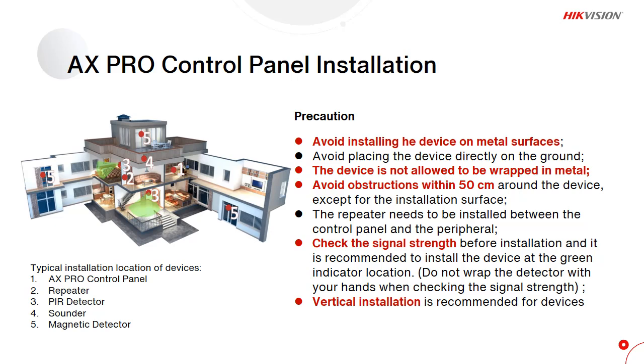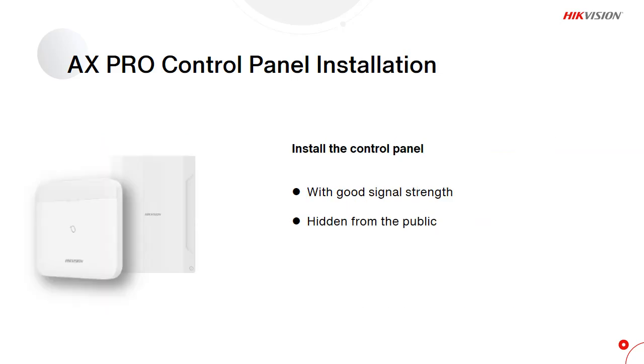The repeater needs to be installed between the control panel and the peripheral. Check the signal strength before installation and it is recommended to install the device at the green indicator location. Do not wrap the detector with your hands when checking the signal strength. Vertical installation is recommended for devices. Now, let's check what we need to pay attention to when installing different devices.